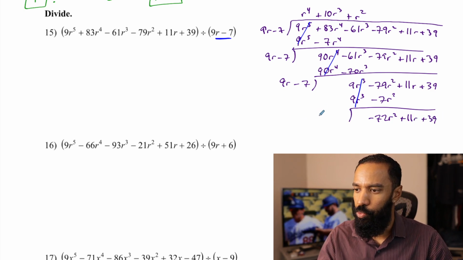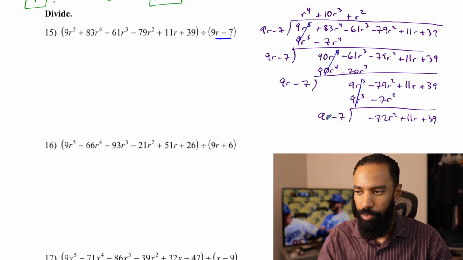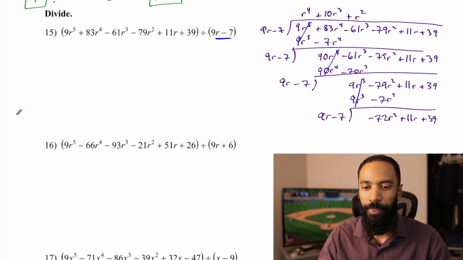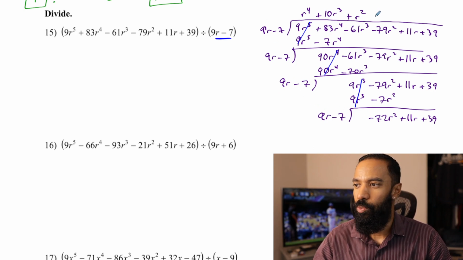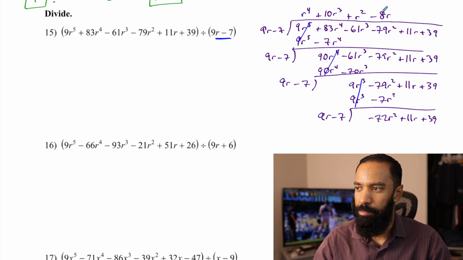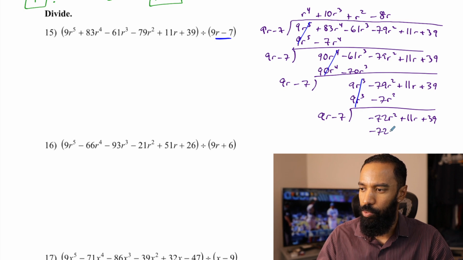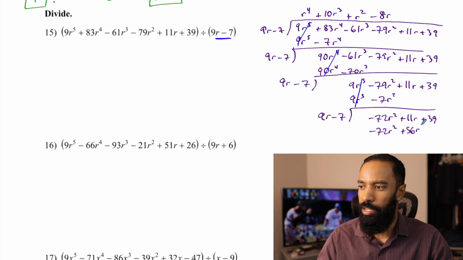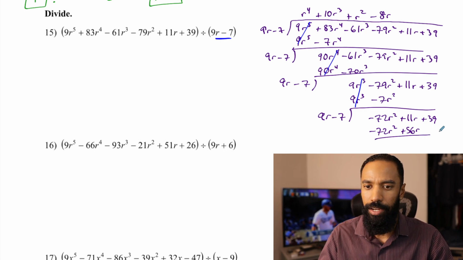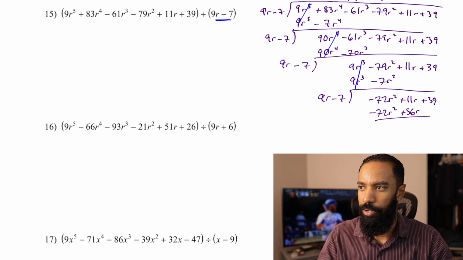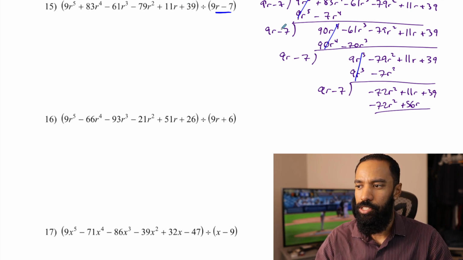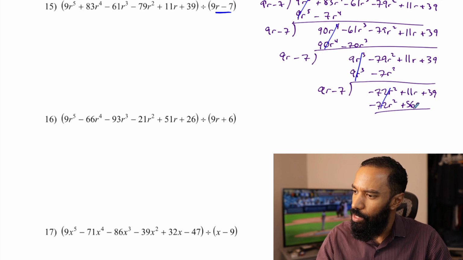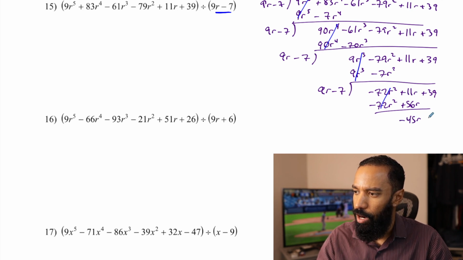So like I said, I needed this room here. And here's another thing I do visually. If you noticed, I bring this thing down again to say, hey, I need this part right here, right? 9r goes into negative 72r squared, negative 8r times. Multiply that, we get negative 72r squared. Multiply the negative by negative here, we get plus 56r. Keep in mind we will be subtracting these right here. I might be interfering here. Subtract these, they're gone. And then subtract these here, it looks like we're getting negative 45r.